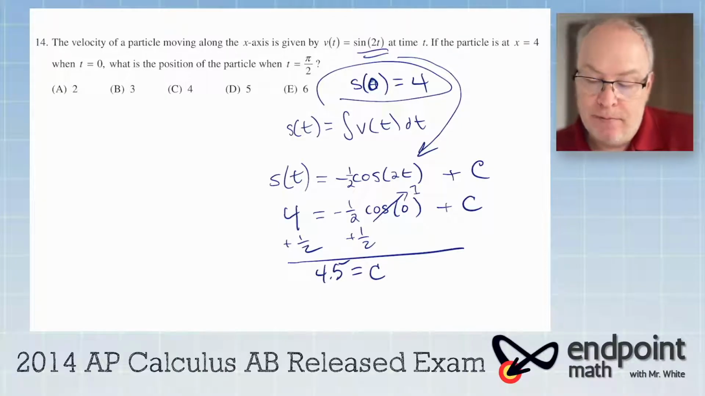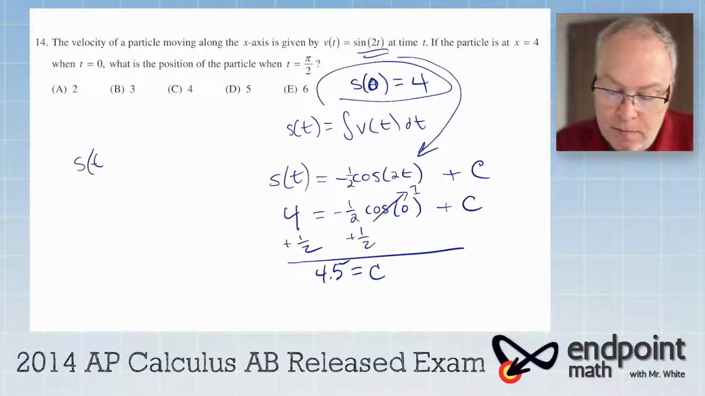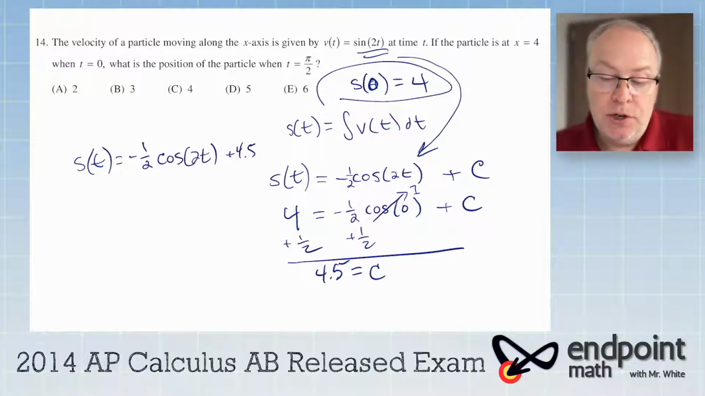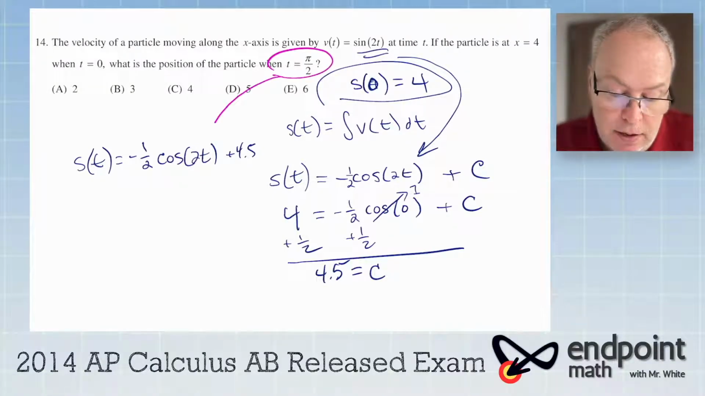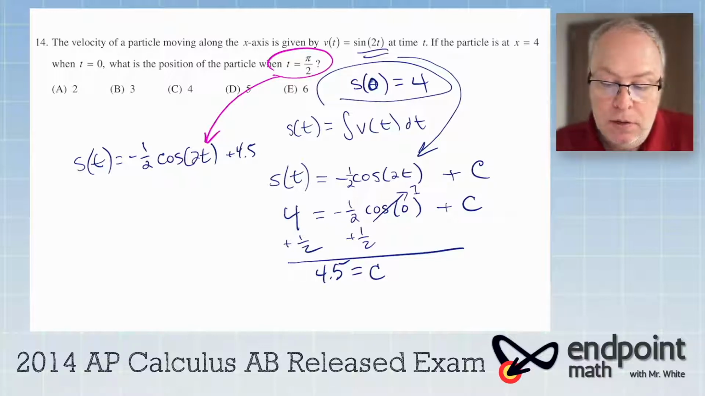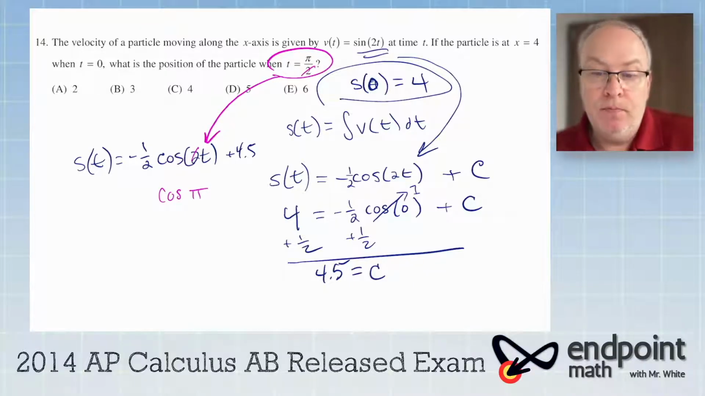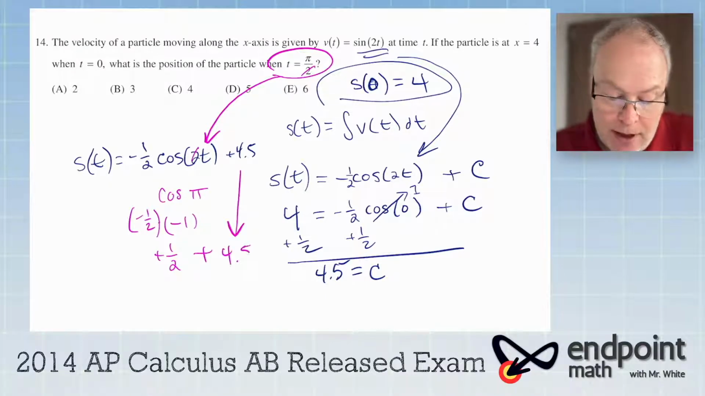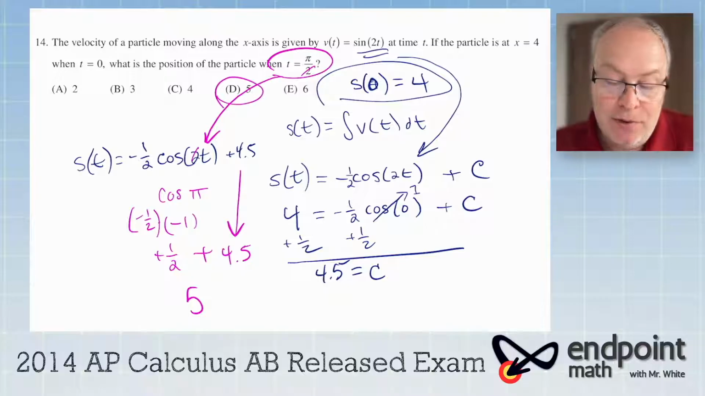C is 4.5. So I'm going to rewrite the function even though on the AP exam I would not do this. 2t plus 4.5. All right, so what does the question ask you to do at this point? Plug pi over 2 in there. So what happens is the 2 cancels with the 2, and you're left with cosine of pi, which is what? That is -1 times your -1/2, which is actually +1/2, plus the 4.5 here is 5. The answer is D, 5.